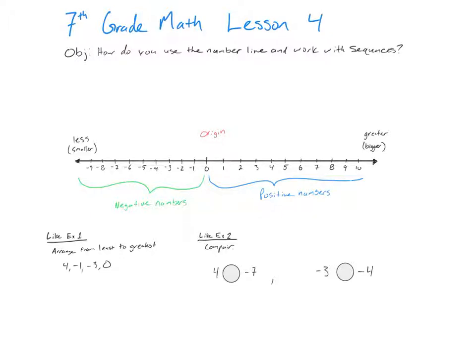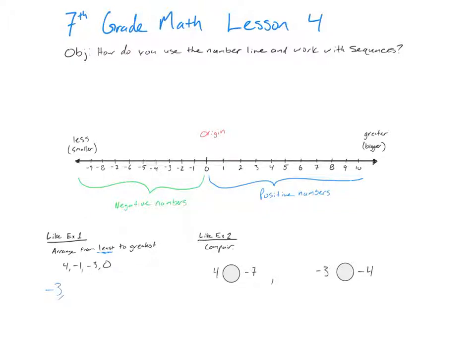So this is like example 1. It says arrange from least to greatest. So we have the numbers 4, negative 1, negative 3, and 0. If we're going to list these from least to greatest, I'm going to look and see which one's the furthest left on the number line. That's going to be the least, the smallest one. So the one I see furthest to the left is going to be negative 3.